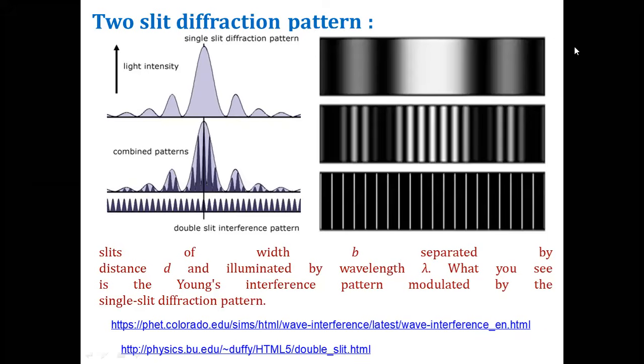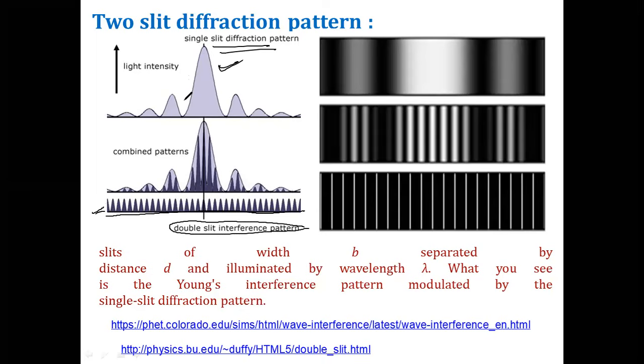If you look at this screen here, the top portion is your single slit diffraction pattern. This is how your single slit diffraction pattern is supposed to look. The bottom, where all the intensities are constant, corresponds to your double slit interference pattern, which is your Young's double slit interference pattern.